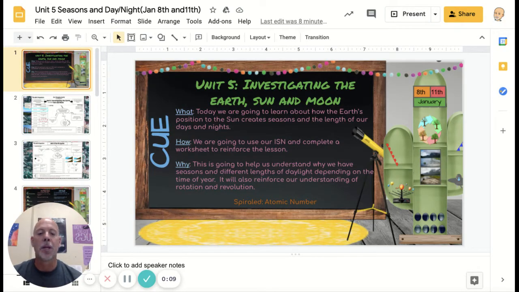Today, we are going to be learning about the Earth's position to the Sun and how it creates seasons and the lengths of our days and nights. How are we going to do this? Well, we're going to use our ISN and complete a worksheet to reinforce the lesson in addition to this Ed puzzle. This is going to help us understand why we have seasons and different lengths of daylight depending on the time of year. It will also reinforce our understanding of rotation and revolution.